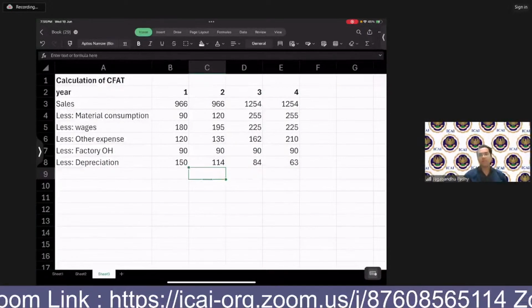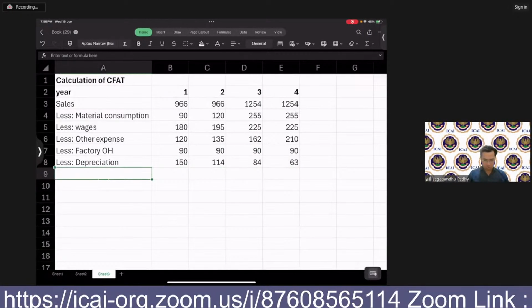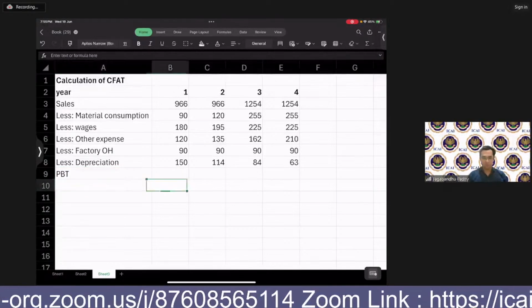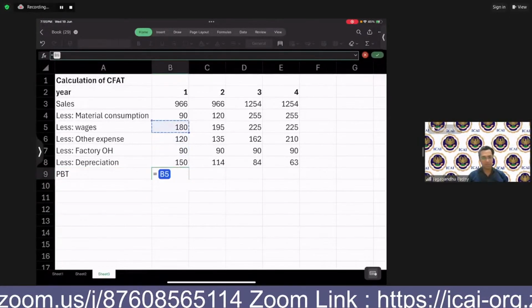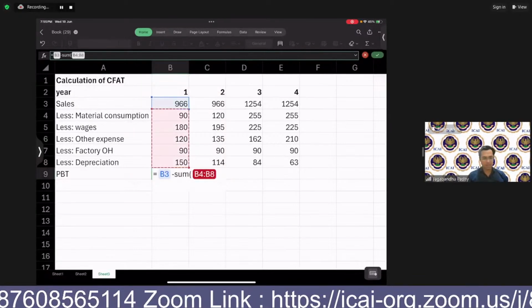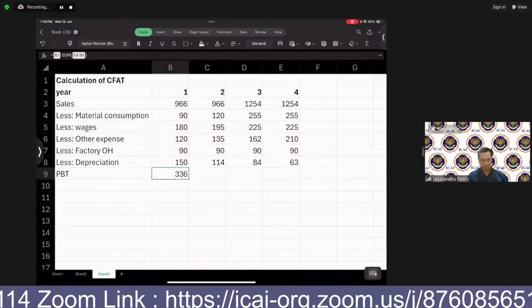But apart from that, we are definitely going to arrive at profit before tax. This is our profit before tax number. We still have some other adjustments left over. Will we do that? So to arrive at profit before tax, we subtract the costs from the sale value which we have identified.